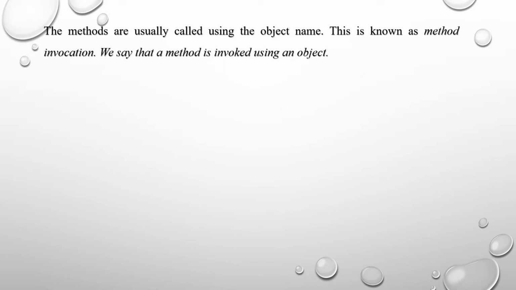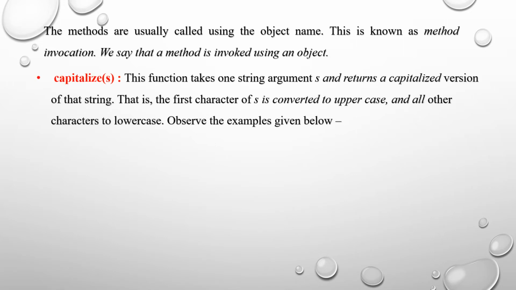The methods are usually called using the object name. This is known as method invocation. We say that a method is invoked using an object. So here, capitalize(s), where s is the argument. This function takes one string argument s and returns a capitalized version of the string. That is, the first character of s is converted into uppercase and all other characters to lowercase.